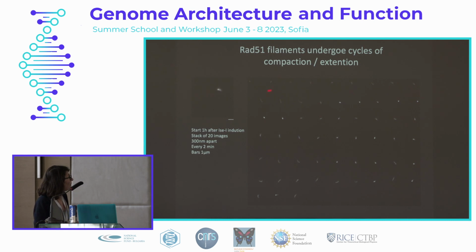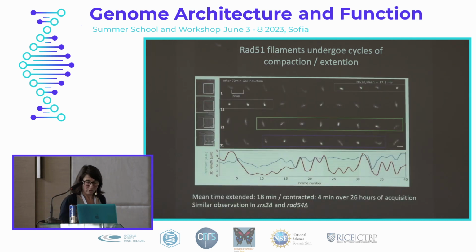This is another type of movie where we start when the filament is already elongated. Images are taken every 2 minutes, and you can see several of these events. I think it's pretty obvious here. You see the long filament and a bright focus for a few frames, then it will elongate again and again, forming a bright dot here and there. So we can monitor this in many cells. Actually, we see this event on average every 18 minutes.